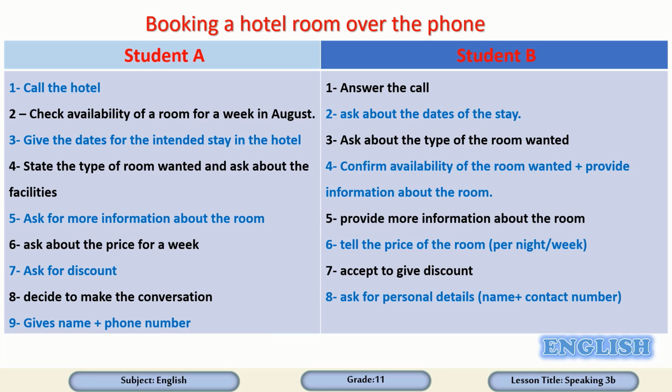This table can guide you in constructing your conversation. Student A will start the conversation by calling the hotel. Student B will answer the call. Then student A will ask to check the availability of a room for a week in the month of August. And student B will ask about the dates of the stay. Stop the video again and have some time to look at the points. If you have finished, let's begin.